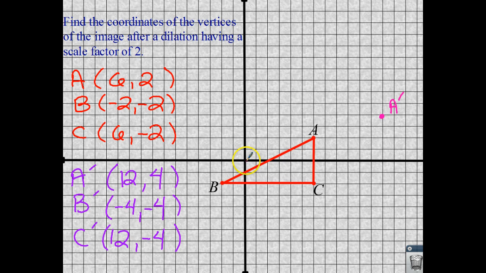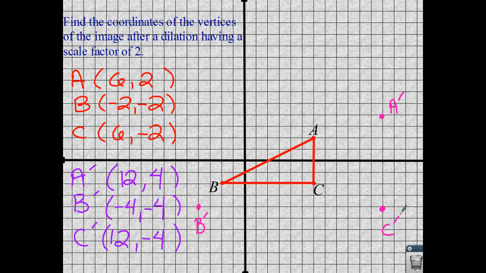And then we have -4, -4. 1, 2, 3, 4. 1, 2, 3, 4. We call that B prime. And then we have C prime, which is 12, -4. If this is 12, then we go 2, 3, -4. We call that C prime.